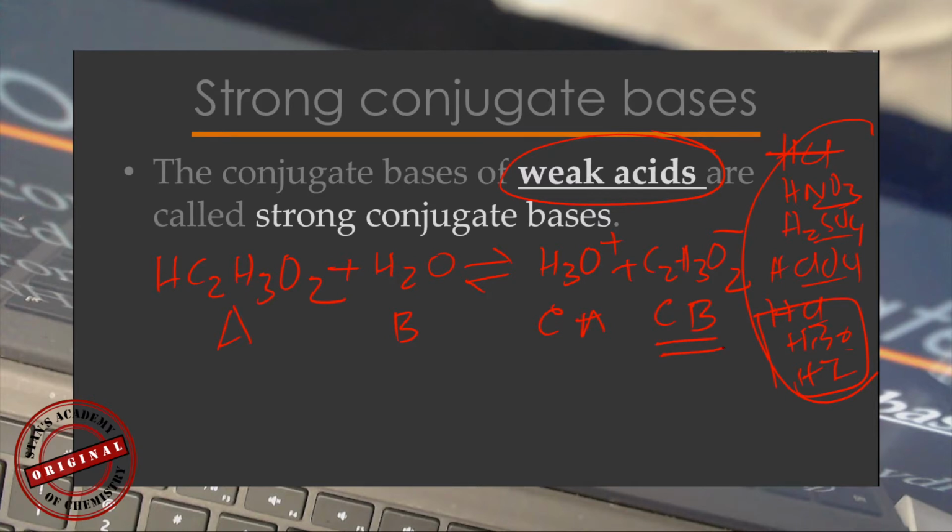When you have a weak acid and it interacts with water, the products form a conjugate acid and a conjugate base. The conjugate base that comes from a weak acid is always called a strong conjugate base. You need to be able to identify an ion present in water, irrespective of where it comes from. As long as you have an acetate ion in water, that will be considered a strong conjugate base because the acetate ion is coming from acetic acid, which is a weak acid. Weak acids produce strong conjugate bases. This has to be the reality. That's why I said you have to memorize the list of strong acids.